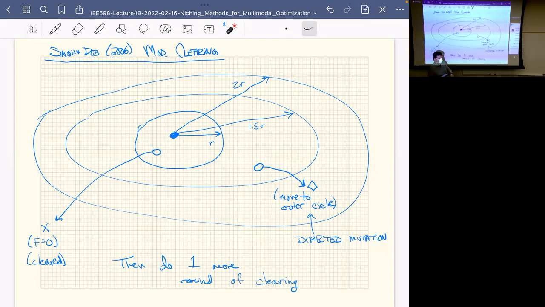All right, so those are clearing approaches. And then I like to talk about crowding approaches, and then we can compare across them. So are there any questions about clearing? I see some questions online.